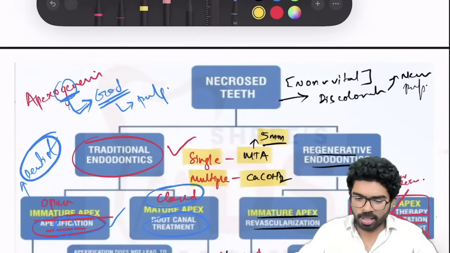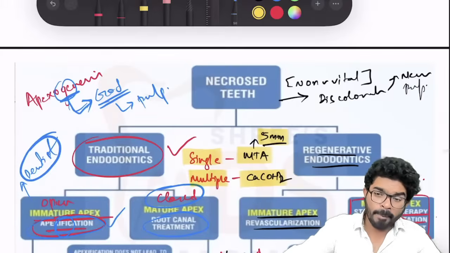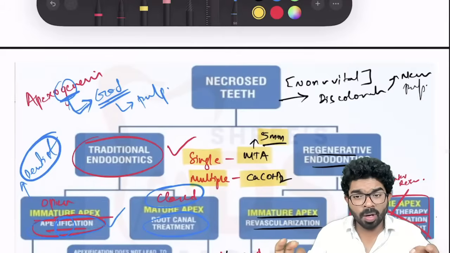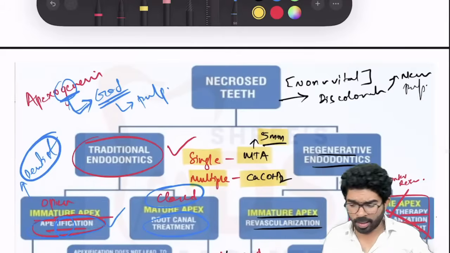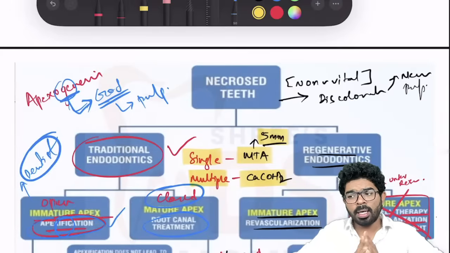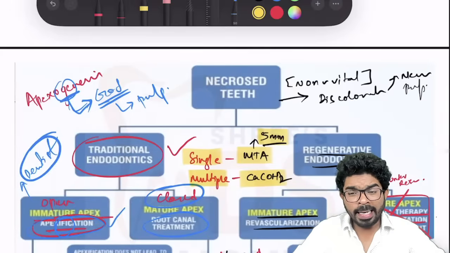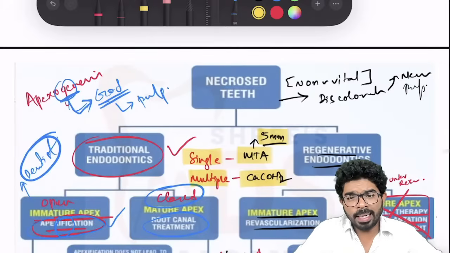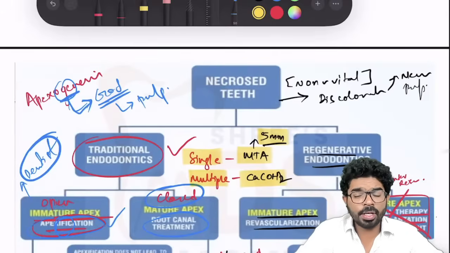Now I'm going to give you a combination. Non-vital teeth. I'll project a case scenario. A 10-year-old boy approached your OPD with discolored anterior teeth and gives a history of trauma 3 years back. Now, what is the best procedure that you are going to do for this particular patient?